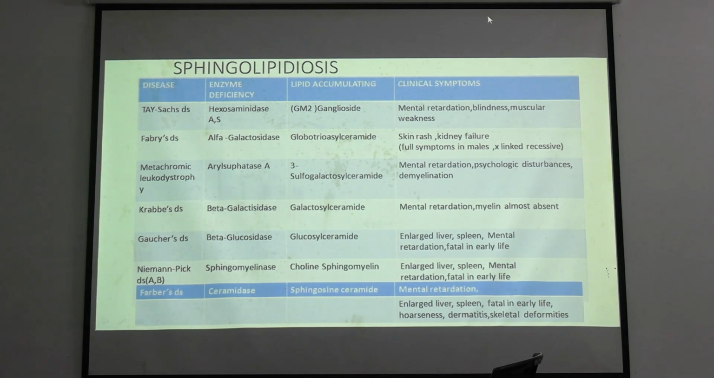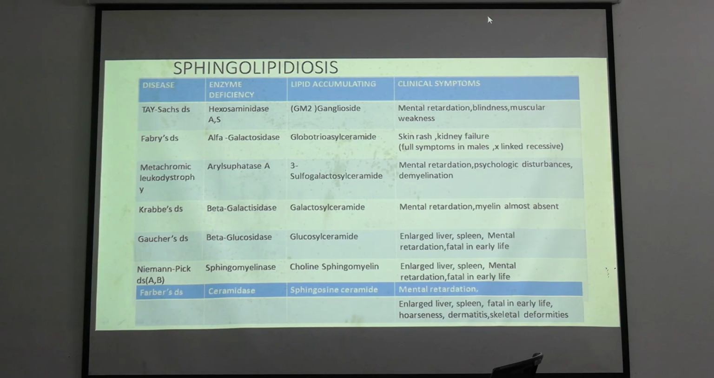Metachromatic leukodystrophy: arylsulfatase A deficiency will be there, 3-sulfogalactosylceramide accumulation will be there, and clinical symptoms will be mental retardation, psychological disturbances, demyelination. In Krabbe's disease, beta-galactosidase deficiency will be there, galactosylceramide will accumulate, there will be mental retardation, and myelin will be almost absent.